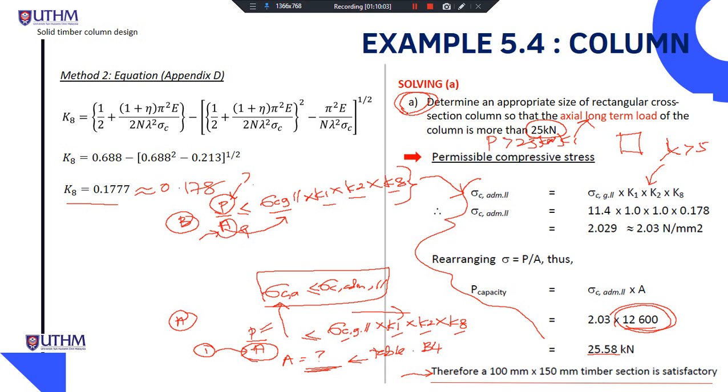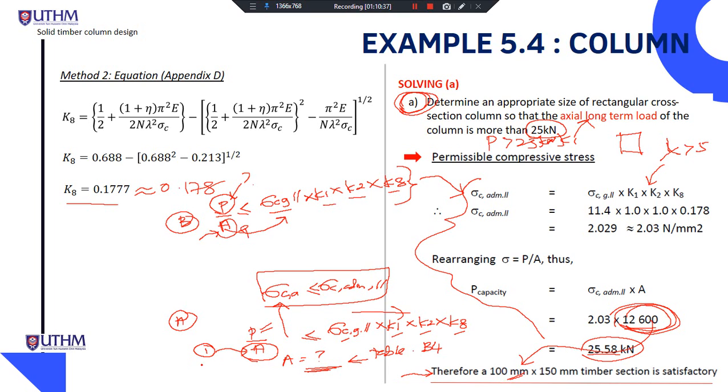So to solve this problem, there are two ways. The first one, you select the A. The second one is based on the loading: you check the capacity for this loading, based on the area from 100 multiplied by 150. The maximum load for this case is 25.58 kilonewton. Thus the earlier proposed size is adequate.